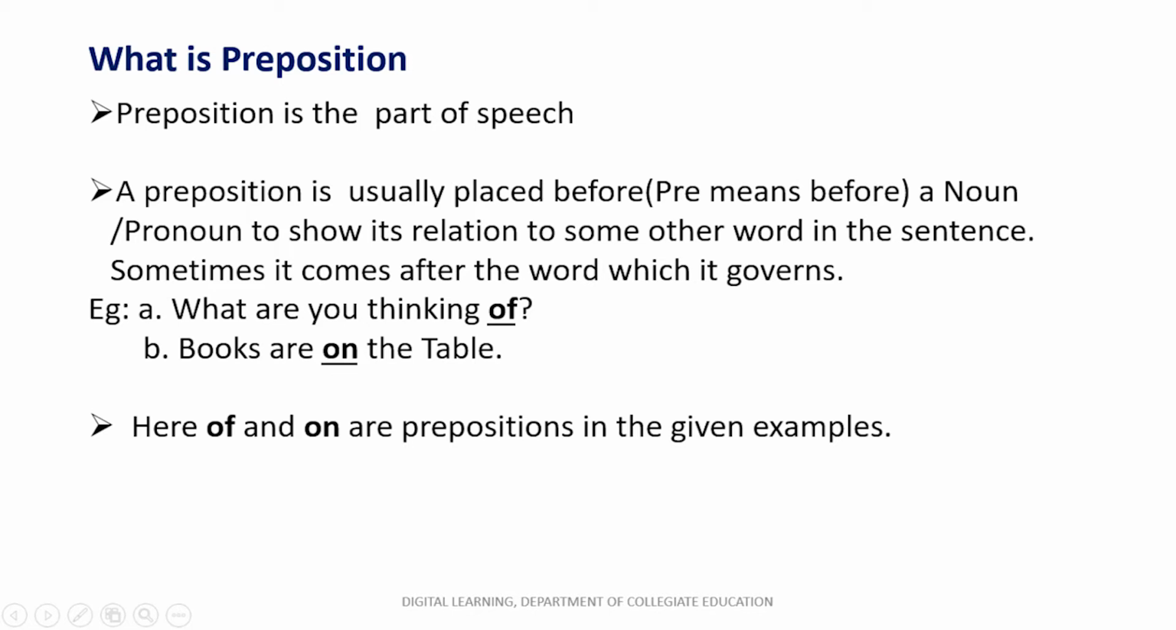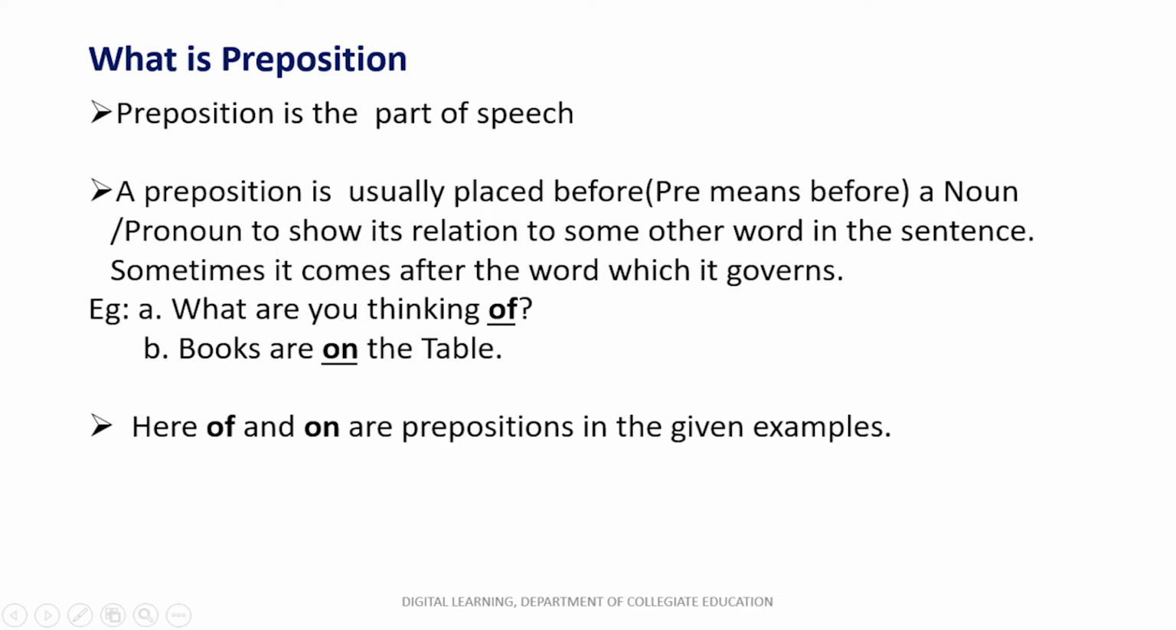Sometimes the preposition comes at the end of a sentence, as in the example shown. What are you thinking of? Of is a preposition that has come at the end of the sentence before the question mark. In the second example, books are on the table. On is the preposition that provides the connection between the books and the table.